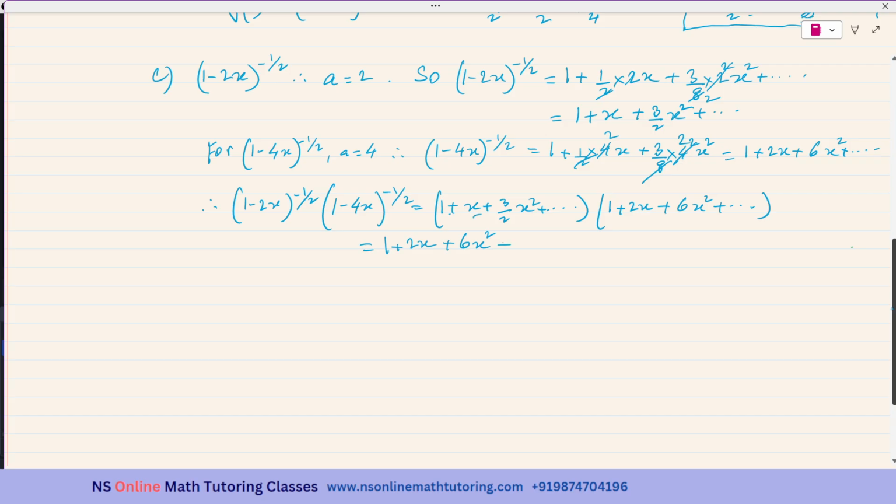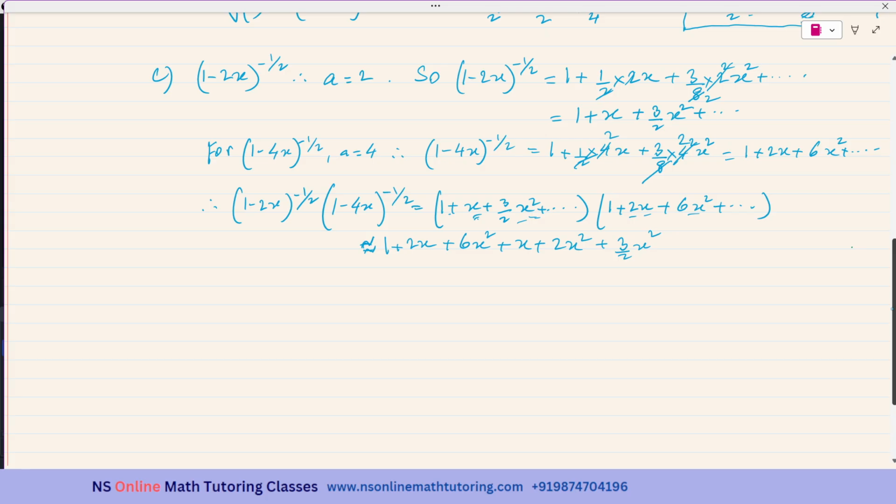X times 1 is x. X times 2x is 2x squared. And I will not be multiplying x with 6x squared, because that will give me a term containing x cubed, which I don't need. So I stop. Over here, 3 over 2 x squared times 1 is 3 over 2 x squared. And again I stop now, because x squared times x will be x cubed and x squared times x squared will be x to the power of 4, which we do not need.